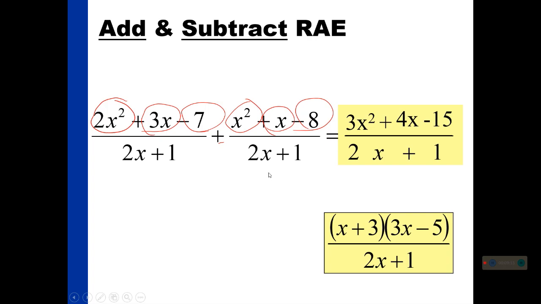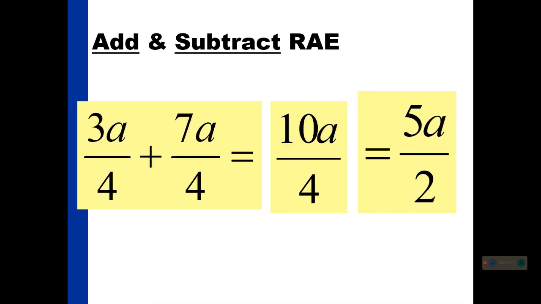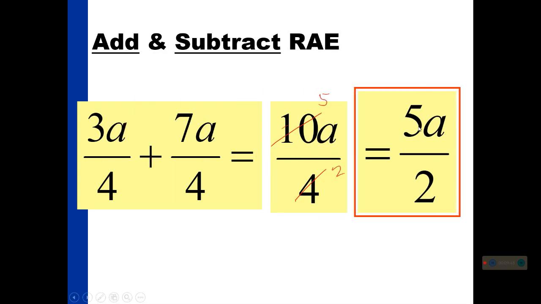Okay? So, let us have another example. We only have here 3a over 4 plus 7a over 4. Okay? So, what do you think is the answer? Yes, we have here 10a over 4. But, if you can reduce them, we have to reduce. So, you have here 5a over 2 because it has the common factor 2. So, 10 divided by 2 will become 5, then 4 divided by 2 will become 2. So, your final answer here is 5a over 2. Okay?